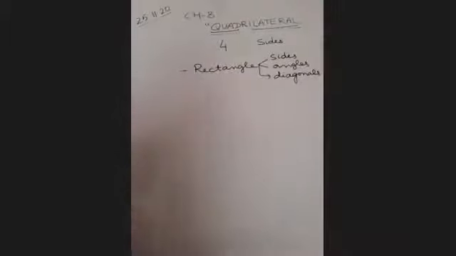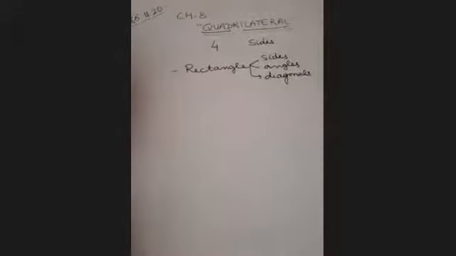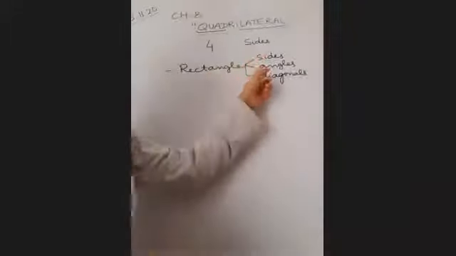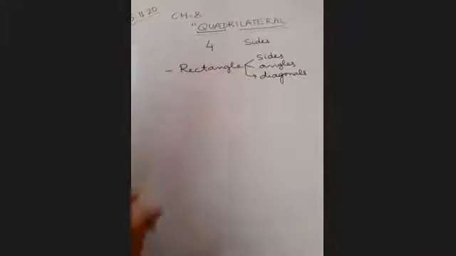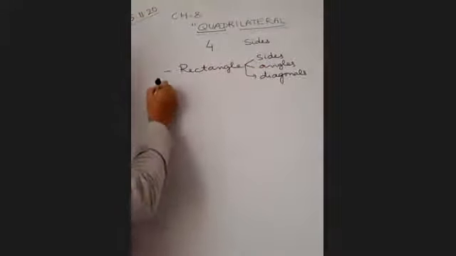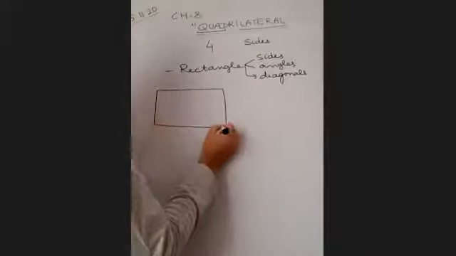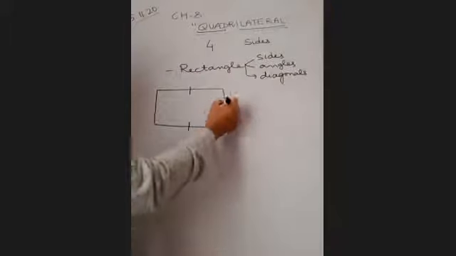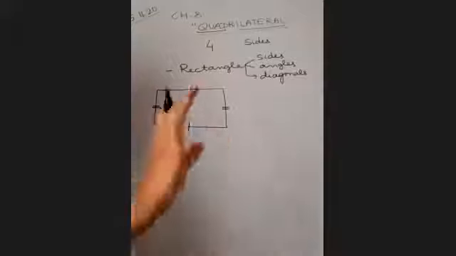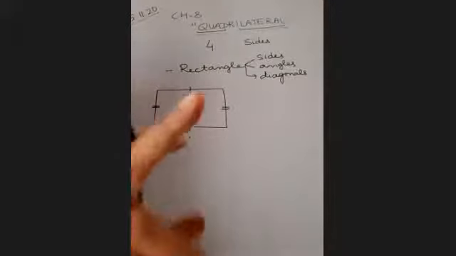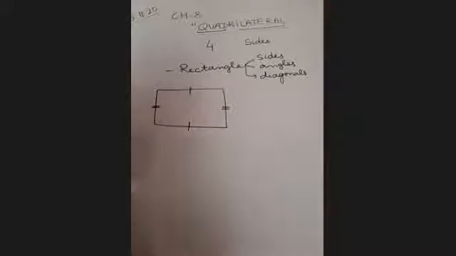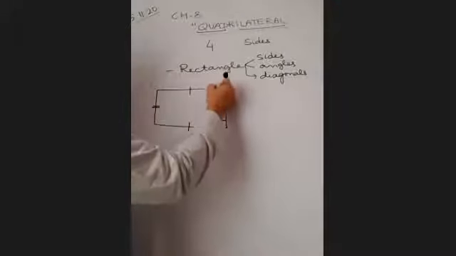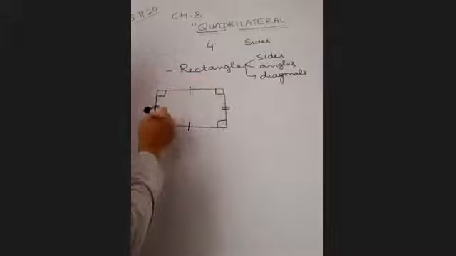As I said, we will be discussing each and every quadrilateral on the basis of these three: sides, angles, and diagonals. Now, if I talk of a rectangle, I'll give you in writing later. Let us first understand. What is the property of its sides? Opposite sides are equal. Each vertex angle is 90 degrees.